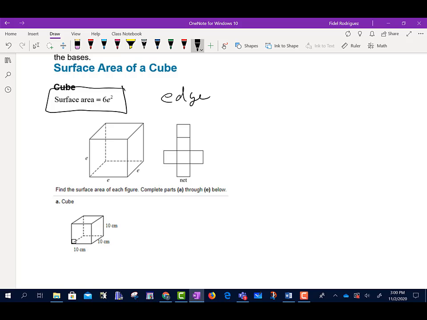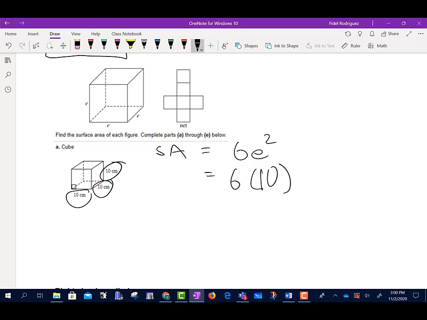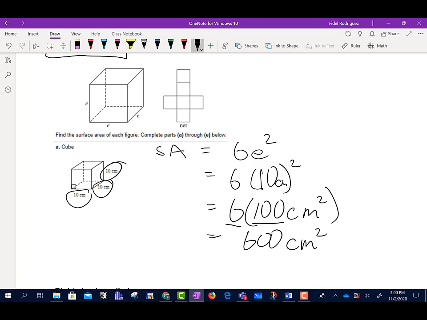Okay, so let's see if we can do the first problem here. We're looking for the surface area. So we're going to take 6 times e squared. The edge in this case, because it's a cube, is 10 centimeters. So this is going to be 6 times 10 squared, which is 100. Because we are dealing with area, it's centimeters squared. And then finally, 6 times 100 is 600 centimeters squared. And here is our surface area.